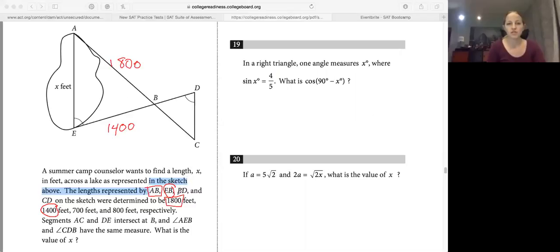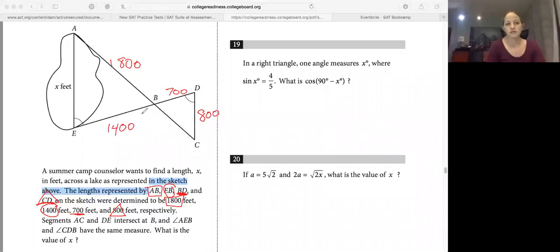So let's try BD. How about I just do an underline under BD? And then the third measurement is 700 feet. So BD is 700. And my last measurement here, CD, we can do a triangle for CD. And the last measurement, 800 feet. So CD is 800. Now that I have everything measured, now I can deal with what they're asking for.